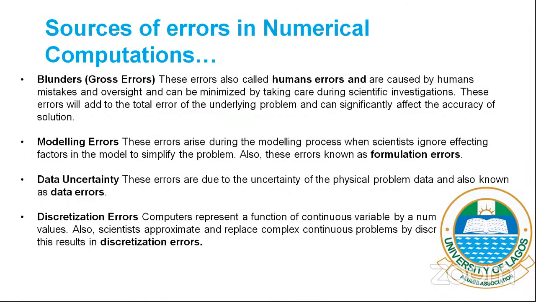Let's go back and go through what the author says. He said a computer represents a function of a continuous variable by a number value. Also, scientists approximate and relate complex problems by discretizing, and this results in discretization errors. So next slide, please.